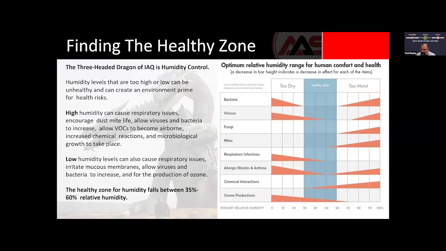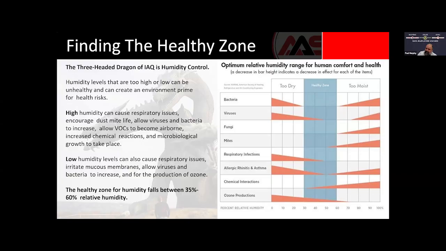Anytime you have your humidity too high, obviously we're going to be concerned about molds. But the other thing that can happen is dust mite growth. It allows viruses and bacteria to increase. It allows VOCs to become airborne. So we want to try to keep the high end of our humidity below 60. That's kind of hard in South Florida because we're practically in a swamp. But typically, I recommend for at least South Florida to be between 50 to 60% relative humidity, which is usually obtainable. If you can get below 50, that's great. You kind of want to be in that healthy zone that I have here on the right-hand side.